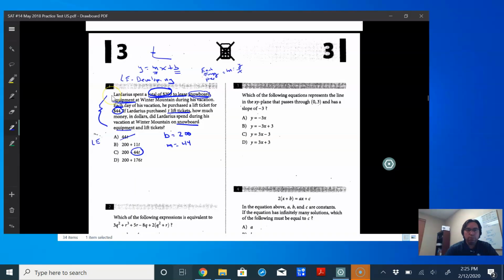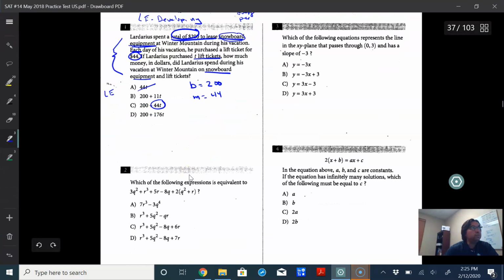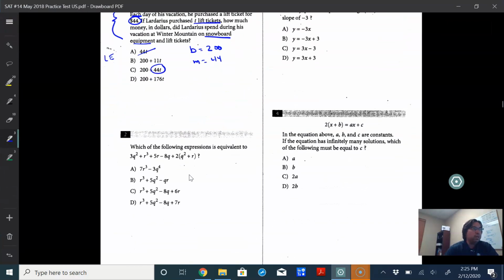All right, my apologies. Let's go to number 2 here. What we see is we have some polynomials and some expressions of that. We have a bit of distribution that we have to do here. On these, we like to distribute and cancel at the same time. If I take this piece right here and distribute the 2 into here and the 2 there, I now have 2q squared plus 2r, right?